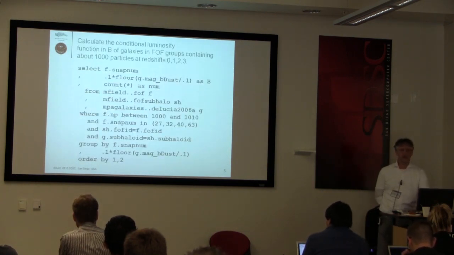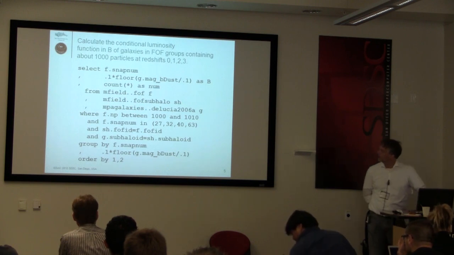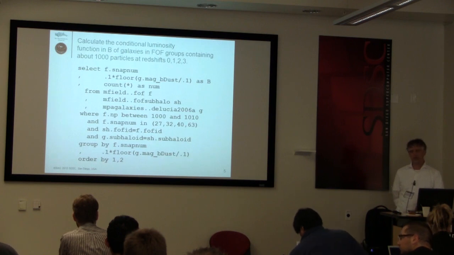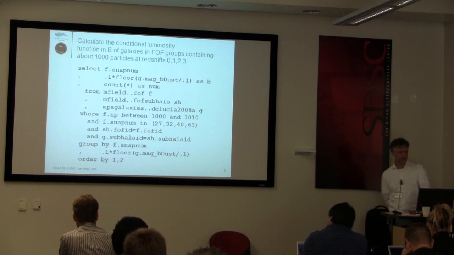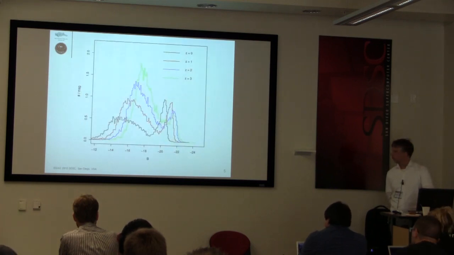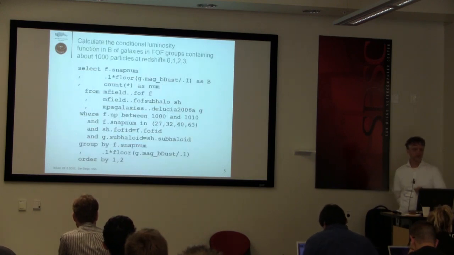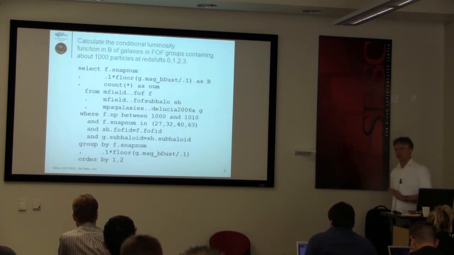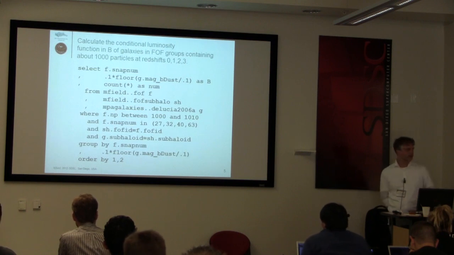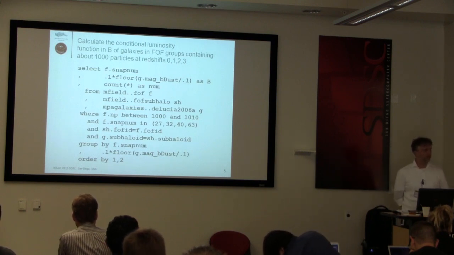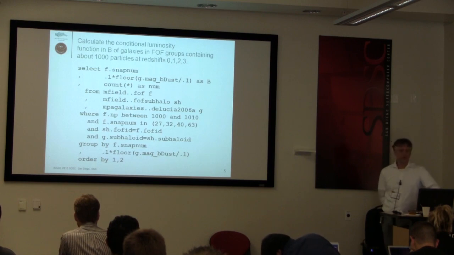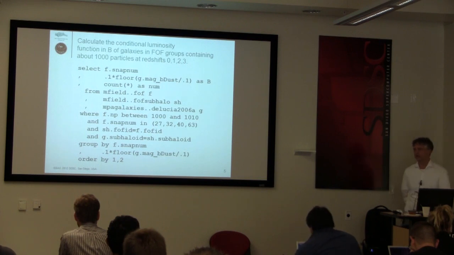And this then allows us to write queries like this, where we find the conditional luminosity function for simulated galaxies, semi-analytic galaxies, inside of friends of friends groups at different redshifts, and returning results like this. As we said before, the nice part of these SQL queries is that you don't need to know anything about any file format or storage. You need to know about this standard relational model, and you don't have to write your IO routines. You don't have to do any looping. The database will hopefully take care of that in an efficient manner.